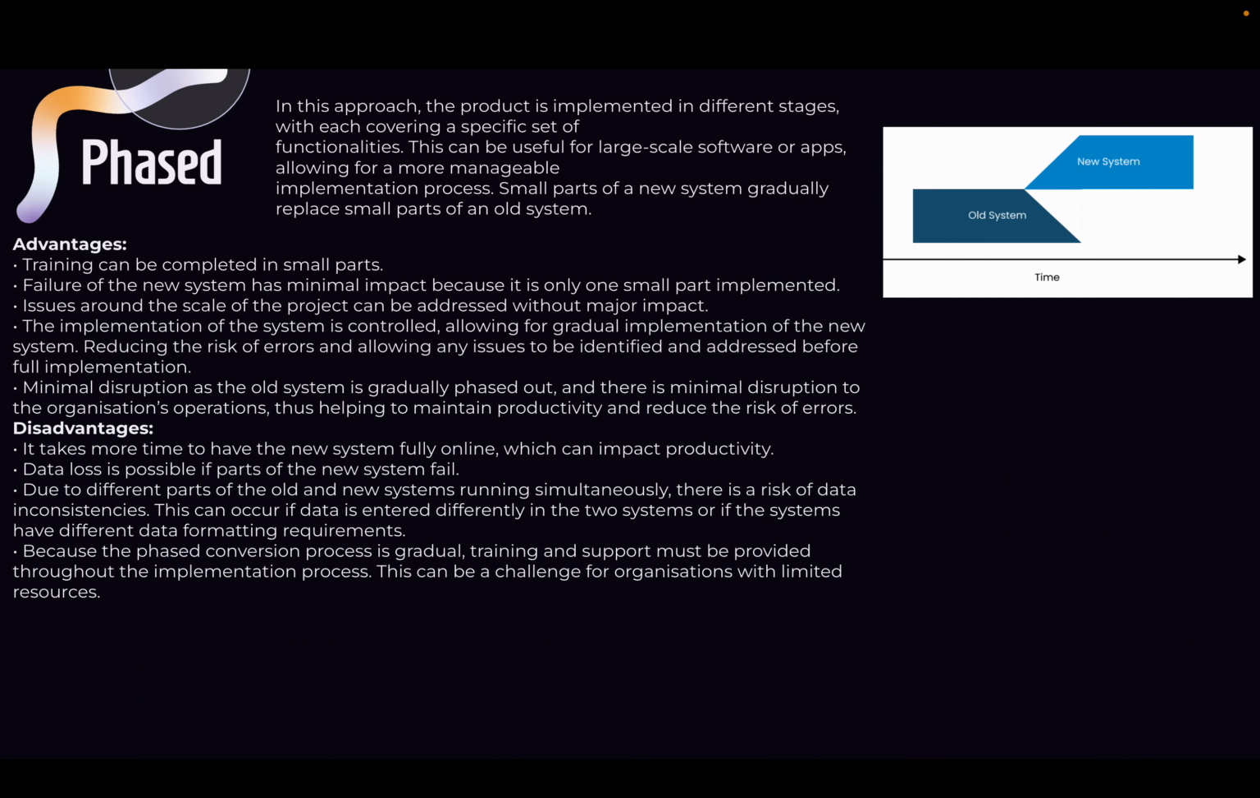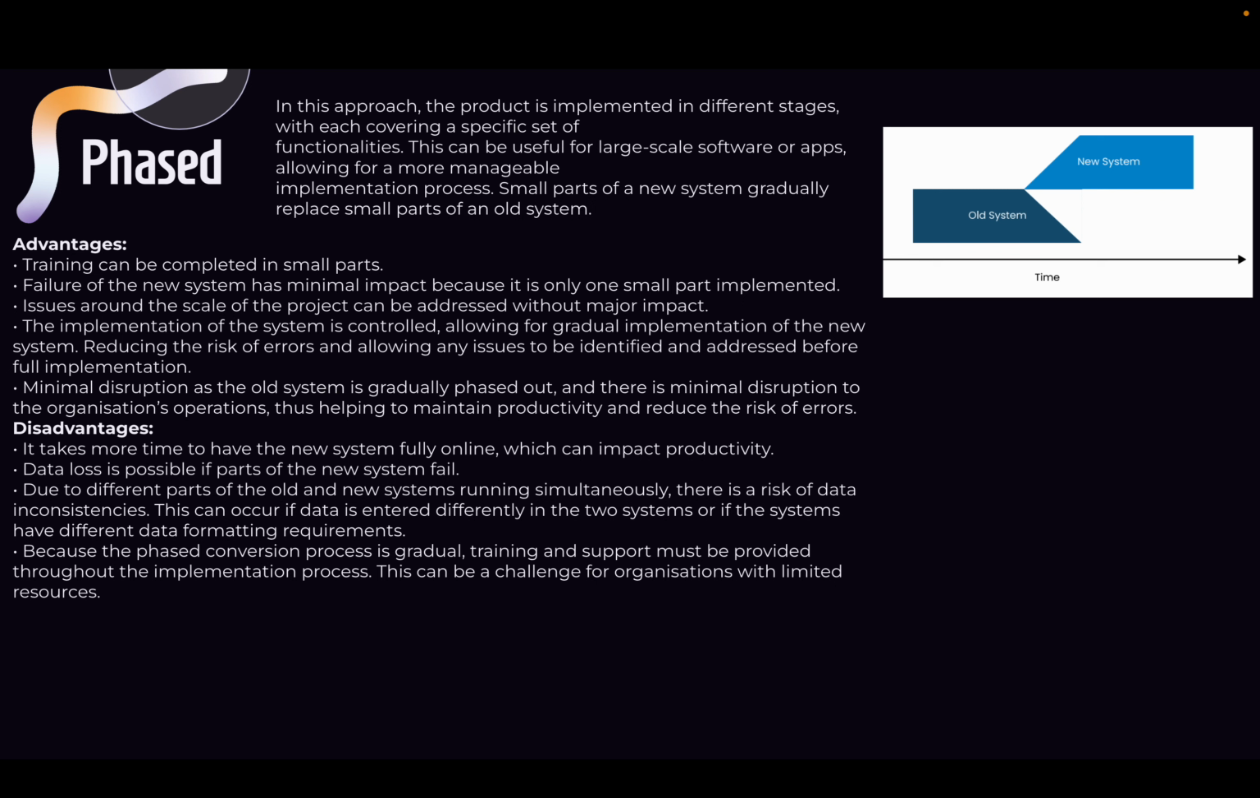The next is phased. Basically, the product is implemented in different stages, each covering specific sets of functionalities. This is useful for large-scale software or apps, allowing for more manageable implementation. Small parts of a new system gradually replace small parts of an old system over time. So the new system will be in place partly, and the old system will be phased out partially until all of it's phased out and the whole new system has been brought in.